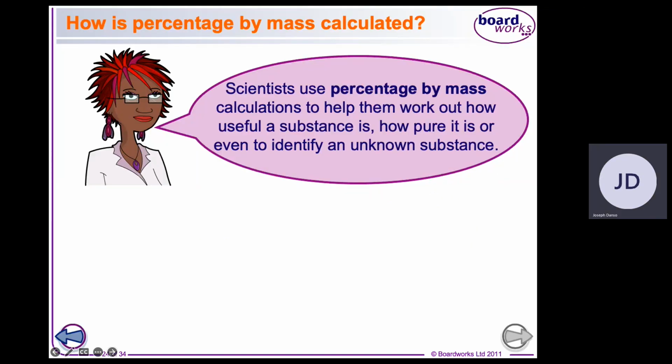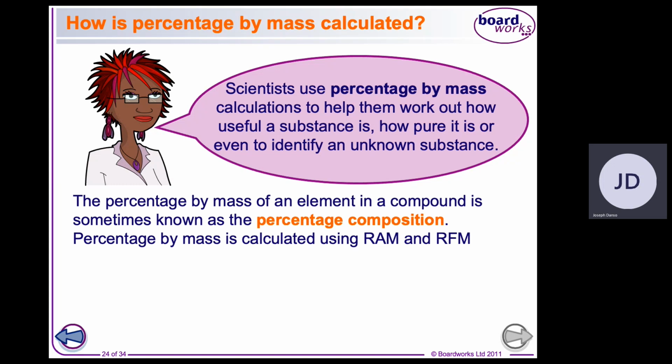In this video, we want to look at percentage by mass. Now, scientists use percentage by mass to help them work out how useful a substance is, how pure that substance is, and it can also help scientists to identify an unknown substance. So percentage by mass, also known as percentage composition, tells us how much of an element is in a compound.